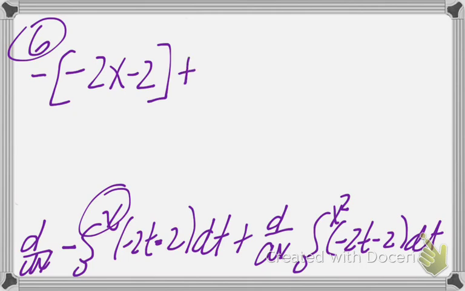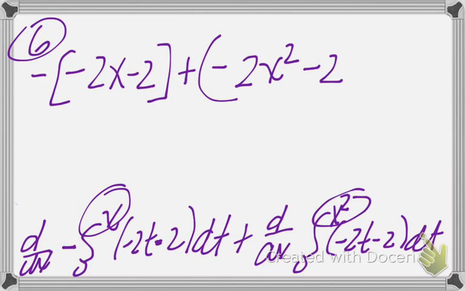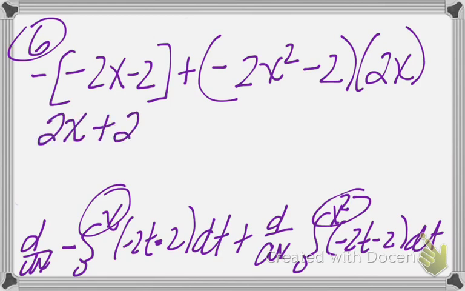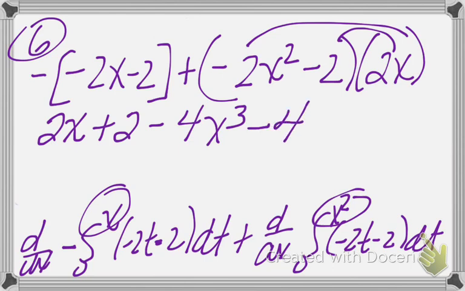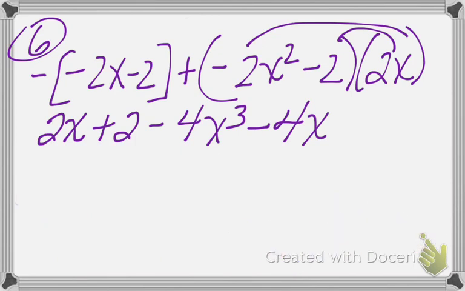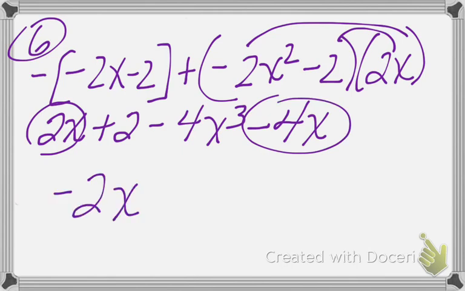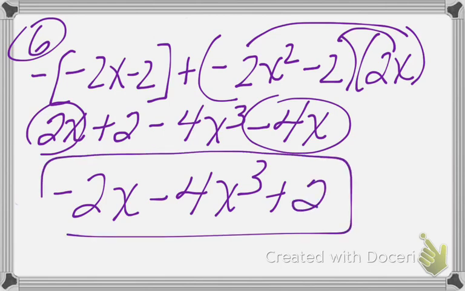And now for the second one, wherever there's a t, we're going to put x squared. So we're going to get negative 2x squared minus 2. But don't forget, you have to multiply by the 2x. So if we clean this all up, negative and negative becomes positive. And then we're going to distribute this 2x. So this will give us a negative 4x to the third minus 4x. And I believe we can simplify a little bit more. So we have a 2x and a negative 4x gives us negative 2x minus 4x cubed plus 2. And that's going to be our answer.